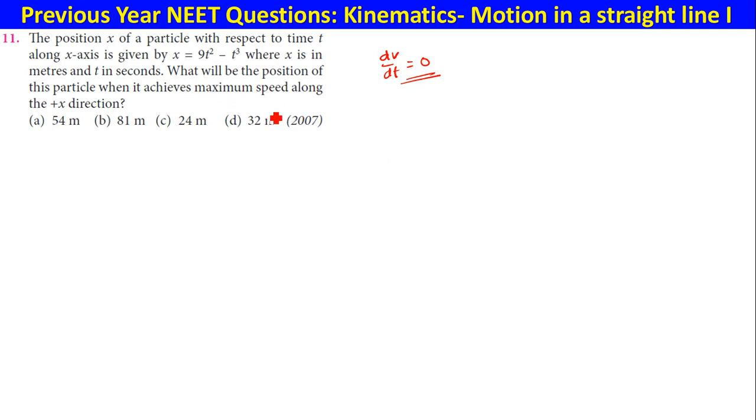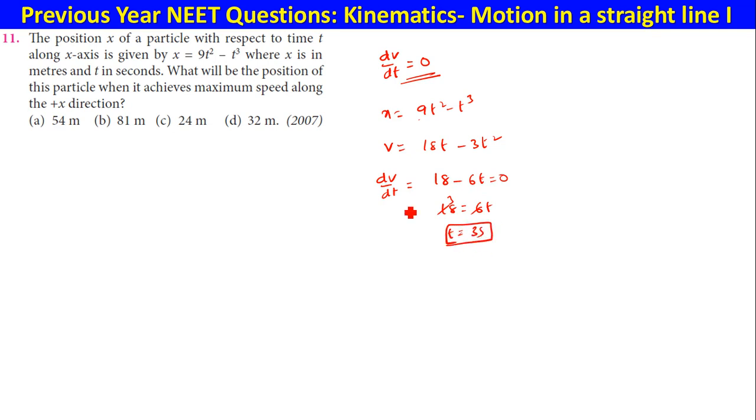Okay, so x is given. x is 9t square minus t cube. If you differentiate this, you will get velocity. Velocity is equal to 9 into 2t, 18t, minus 3t square. If you differentiate this once again for dv by dt, or you can say acceleration, then you get 18 minus 3 into 2t, that is 6t, is equal to 0, so 18 is equal to 6t, so t is equal to 3 seconds.